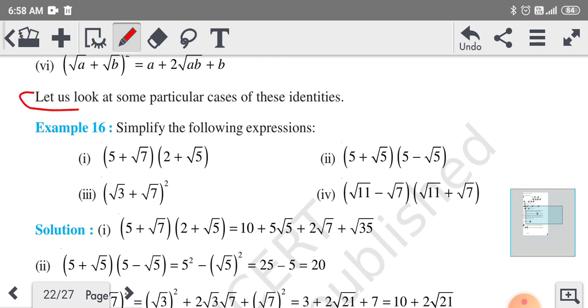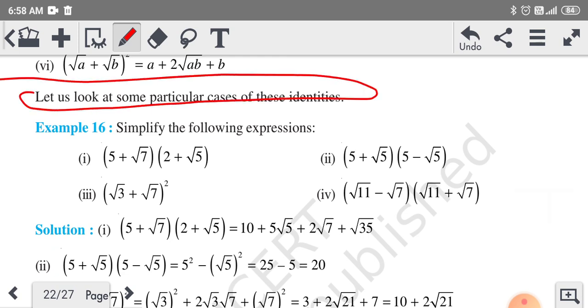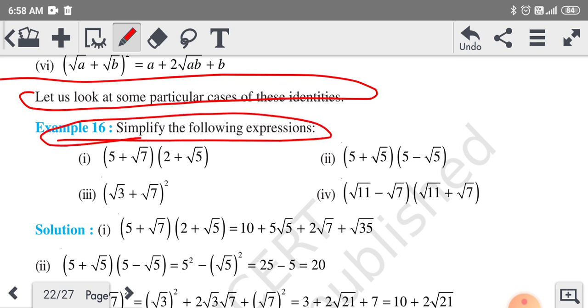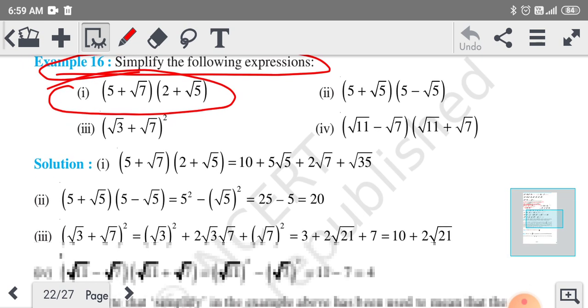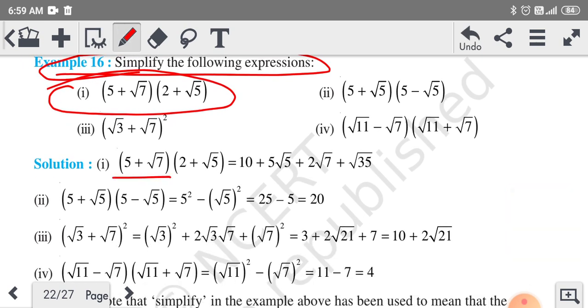So कहते हैं look up at some particular cases of these identities. तो पहले कहते हैं simplify the following expressions. तो फर्स्ट क्या है, 5 प्लस अंडर रूट ऑफ 7 into 2 प्लस अंडर रूट 5. So इसको सिंप्लीफाई करना है, तो फर्स्ट हमने लिया, 5 plus under root 7 into 2 plus under root 5, that is equal to 10 plus 5 under root 5 plus 2 under root 7 plus under root 35. So multiply करके सिंप्लीफाई कर दिया.